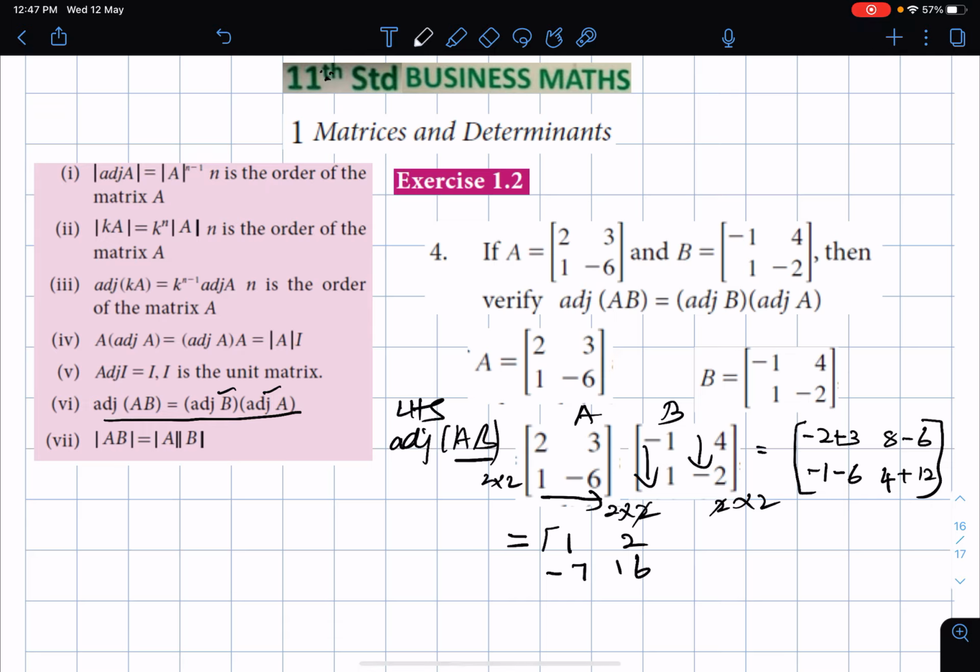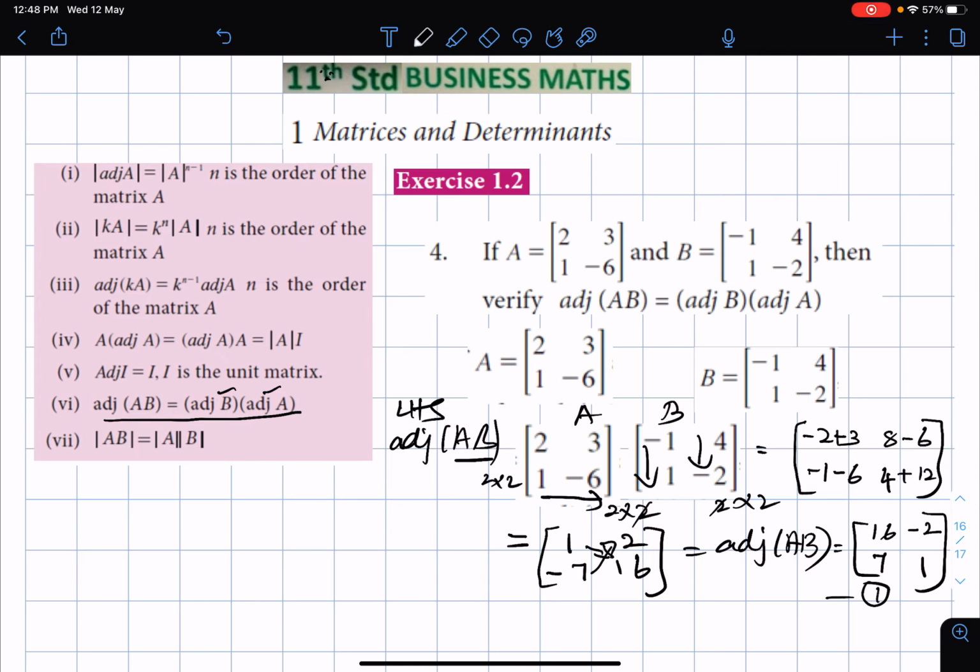This is AB. Now for this we are going to find out the adjoint. What is adjoint AB? We know the shortcut method. What we have to do is interchange this diagonal element, write it opposite. So here you will get 16, here you will get 1, and for the other diagonal you just change the sign alone. If it is plus you put minus, and if it is minus you put plus. So this is adjoint AB. This is LHS, mark it as 1.